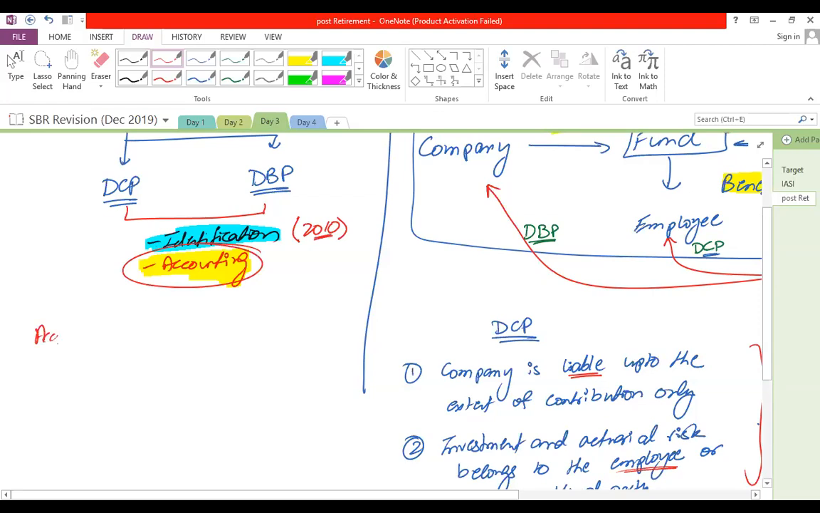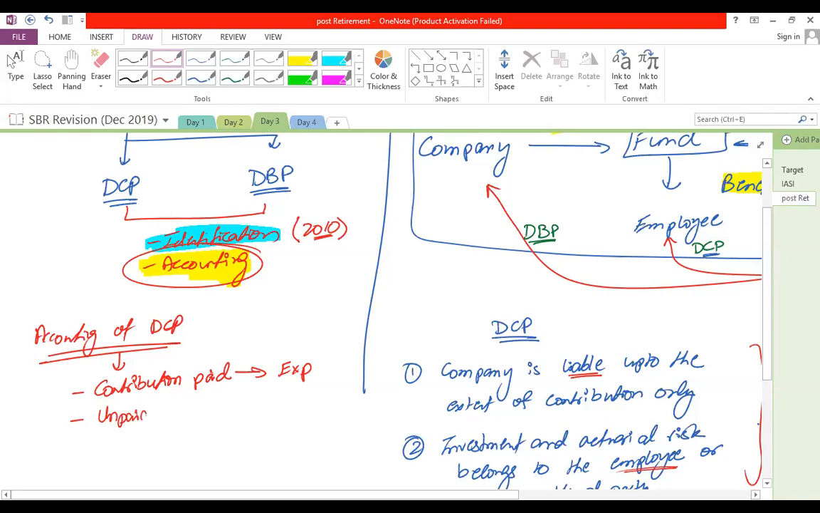And when we talk about the accounting of a defined contribution plan, that's pretty simple. Whatever amount the company is contributing is simply recognized as an expense. And any unpaid contribution is simply recorded as a liability. So the treatment of a defined contribution plan is quite simple.